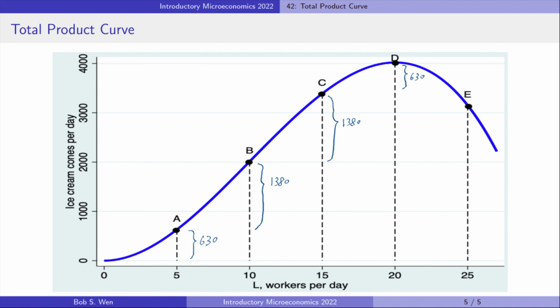It could be due to the limited number of machines they have to share, an extremely crowded working environment, or the difficulty of organizing the workers. There is a level of labor that maximizes the total product. In our example, that is point D, where 20 workers are employed and 4,020 ice cream cones are produced.